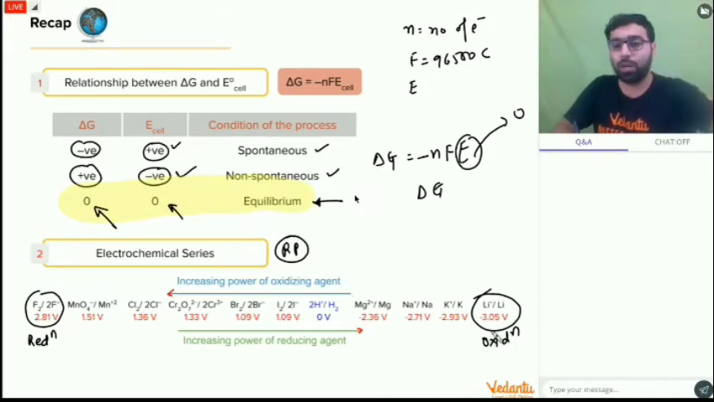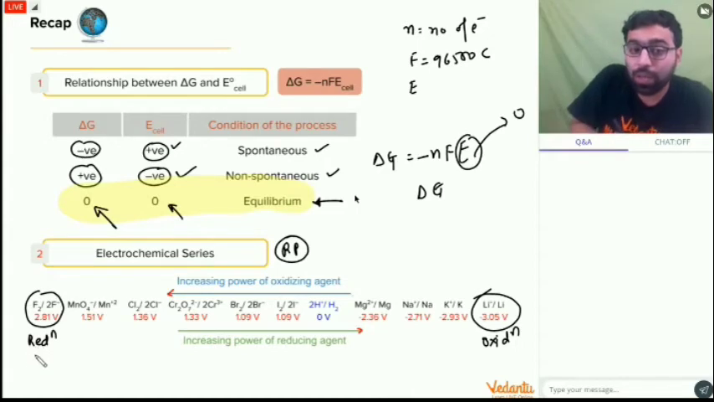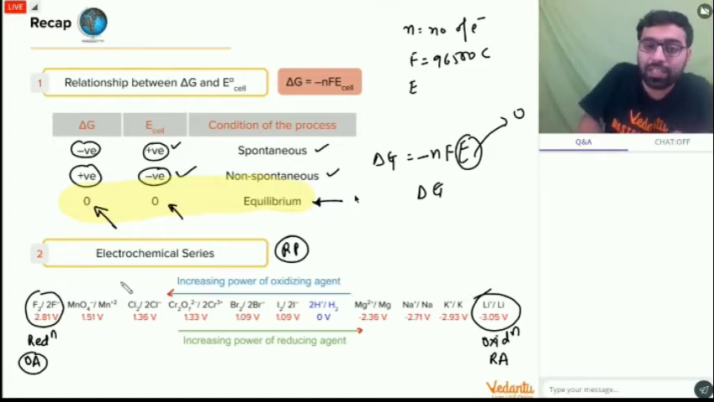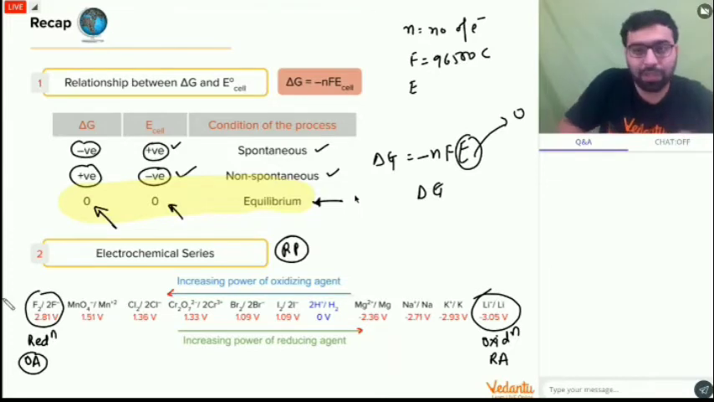more will be oxidation. Now, if reduction is more, then it is a good oxidizing agent, and this is a good reducing agent. So you can say oxidizing agent power increases this way, and reducing power increases this way. So this we covered in the last class.